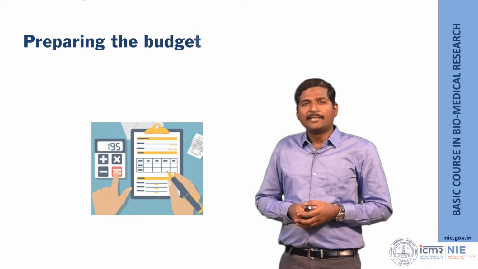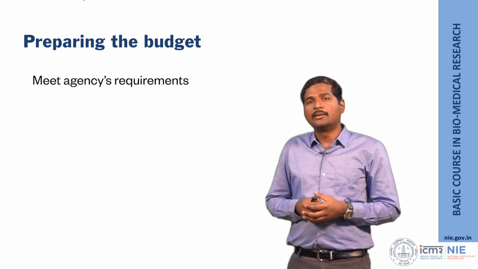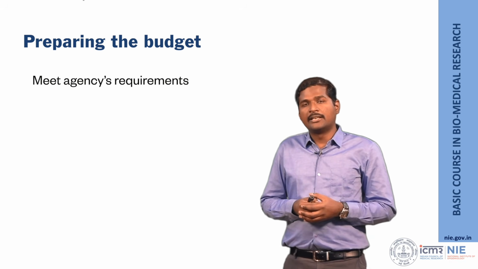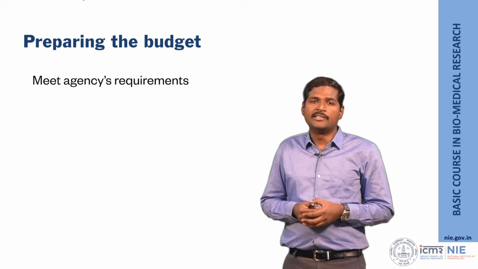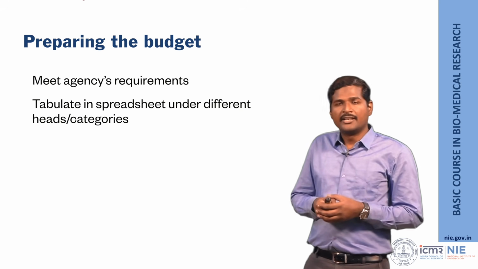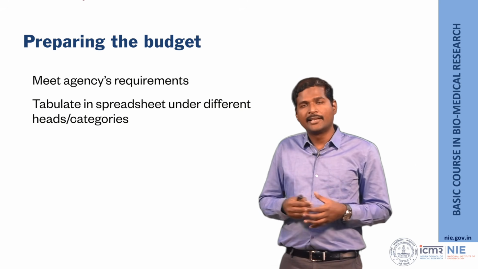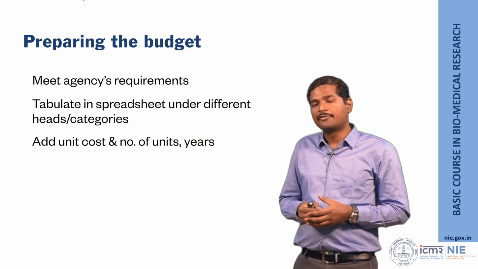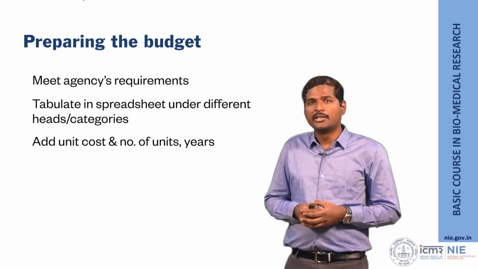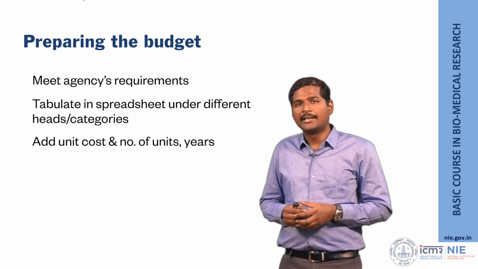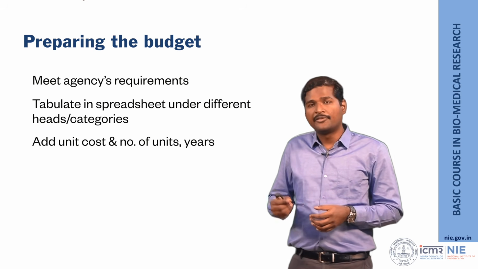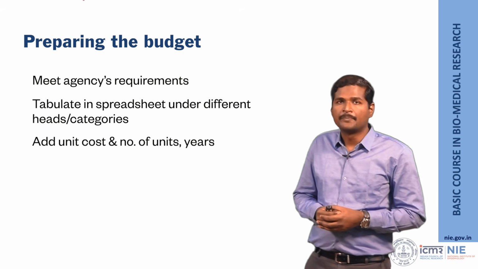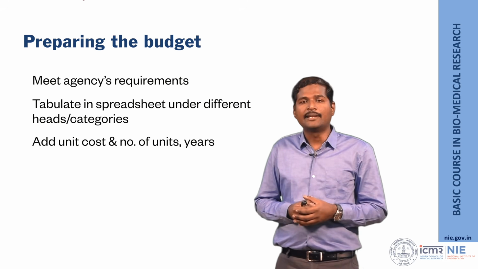When preparing the budget, make sure you read the agency's guidelines and requirements for preparing the budget. Tabulate in a spreadsheet under different heads and categories. We will look at the heads and categories in the subsequent slides. Add unit cost, the number of units, and the years of the project. Unit cost is the cost per item, and the number of units is the number of units of that particular item that you require. And for how many years do you require that item?